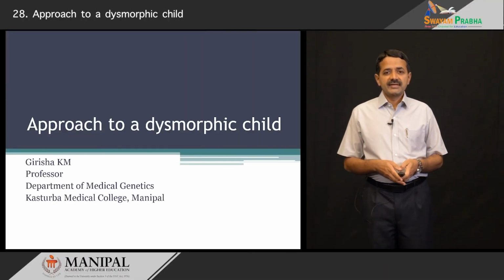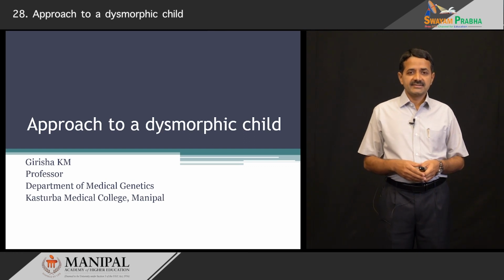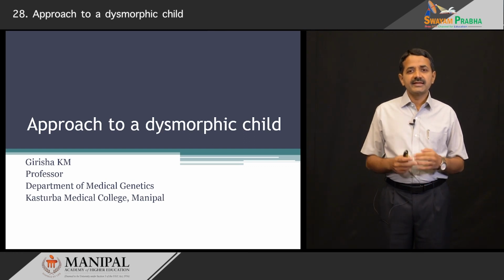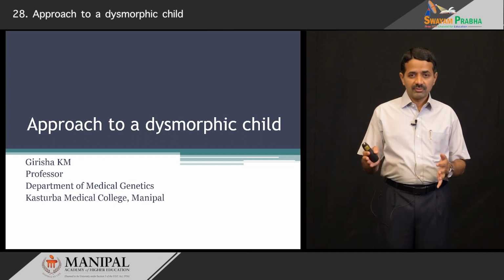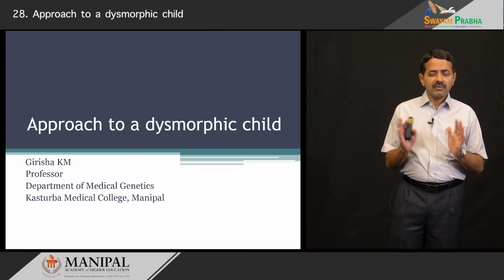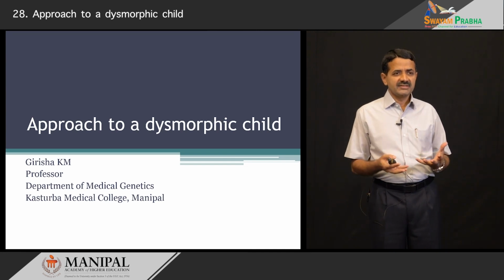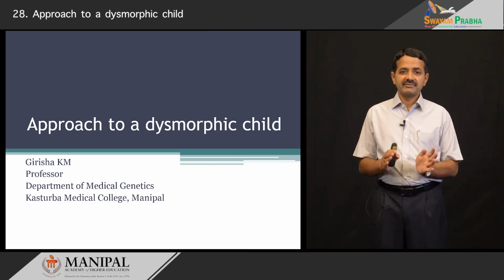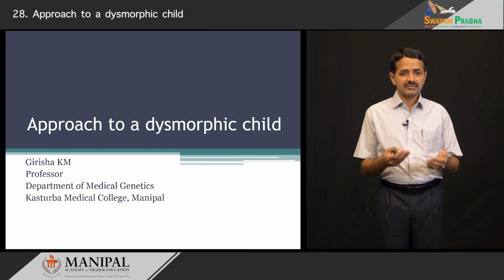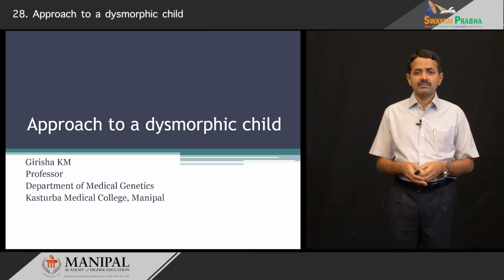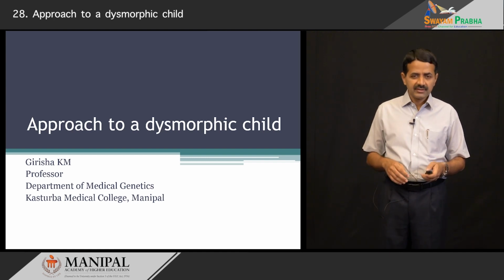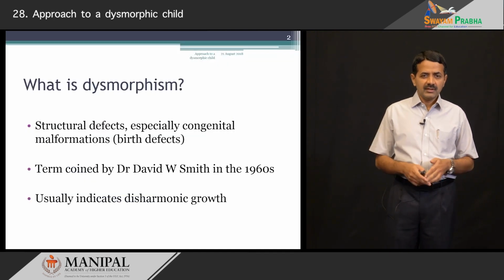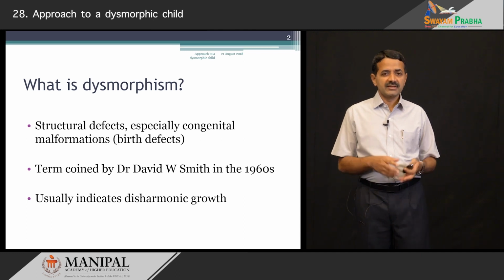One of the key areas in medical genetics is dysmorphology. When we say some kid or some baby has a syndrome, what we really mean is the morphology or the appearance is altered. That is why we say dysmorphic. So, I will discuss how clinically we approach a dysmorphic child in the clinic as a clinical geneticist or as a physician. What is dysmorphism?